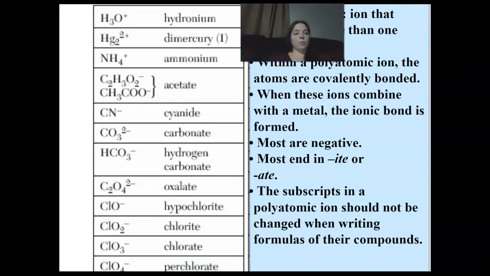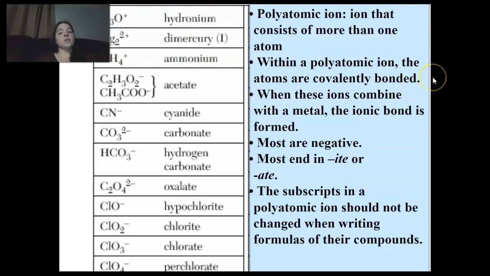And polyatomic ions are ions that consist of more than one atom. Within a polyatomic ion, the atoms are covalently bonded. So you're going to look inside, and these are all covalent bonds. But they form together to make an ion all on its own that attaches with the metal, making an ionic compound. So when these ions combine with a metal, the ionic bond is formed. Most are negative, and most end, you'll notice, with ite or ate instead of that traditional ide.